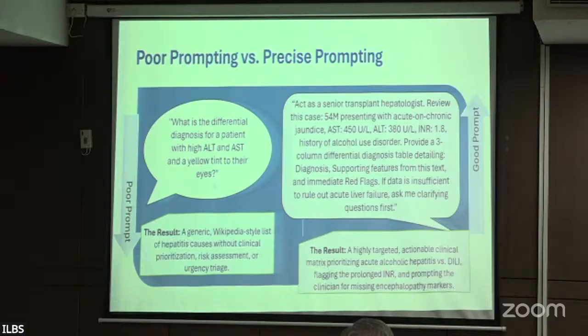This much is the bad prompt. Compared to the other one: act as a senior transplant hepatologist, review the case with all the parameters, history of alcohol use disorder, provide a 3-column differential diagnosis table detailing diagnosis, supporting feature from this text, and immediate red flags. If data is insufficient to rule out acute liver failure, ask me clarifying questions first. So this is an example of giving a scenario for examination.